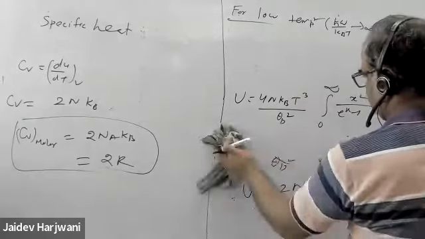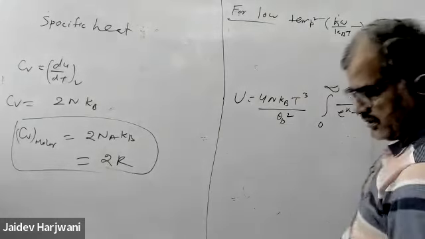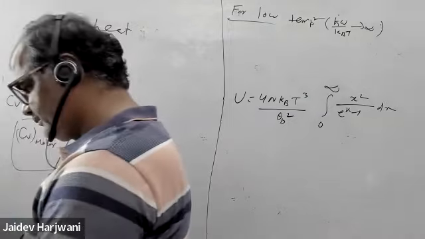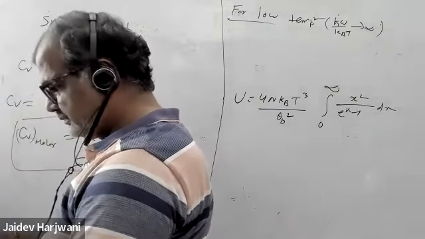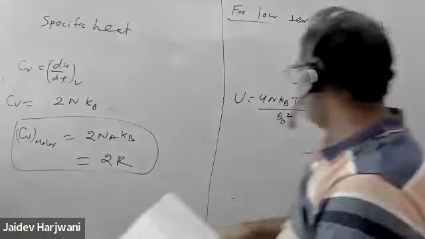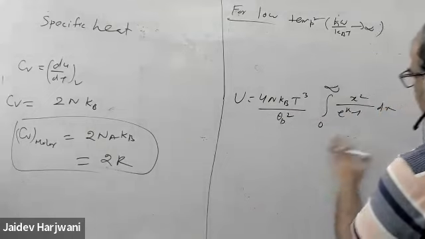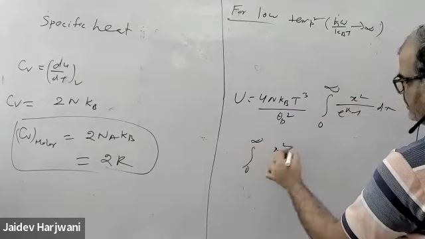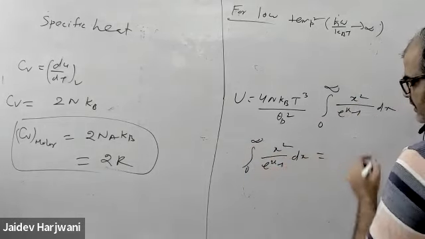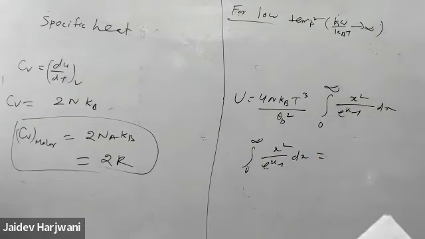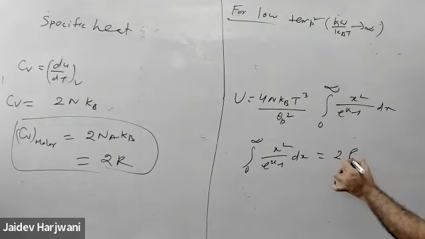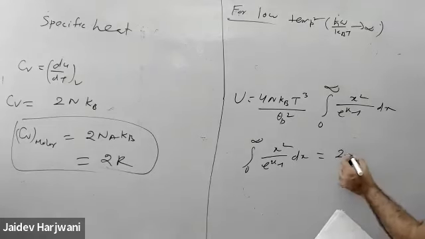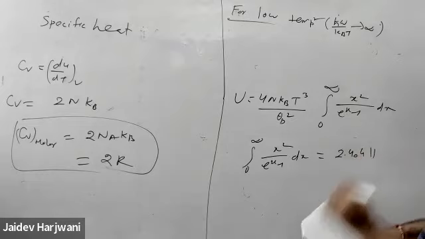Now this value we should actually know, and this is also again a standard integration. Its value, 0 to infinity x square over e^x minus 1 dx, is actually equal to a zeta function. I'm giving the direct value now; you can solve it by contour integration, and the value of this integration is 2.40411.